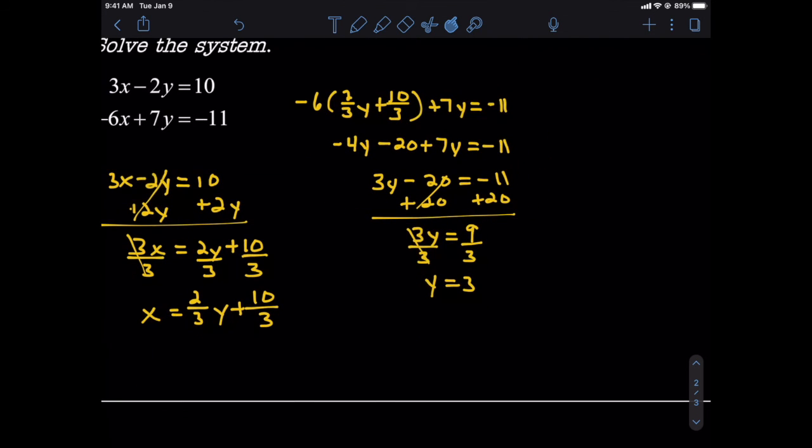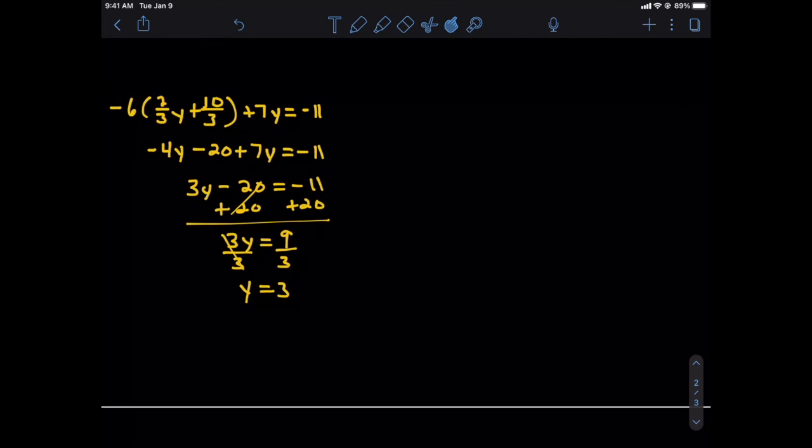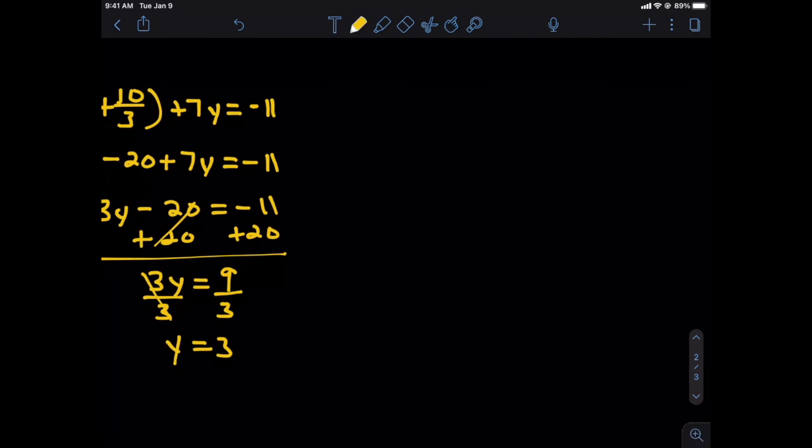And to get our x value, we're going to take this 3 that we just got here, and we're going to plug it into the equation we found in step 1 right here. We're still going to have to deal with fractions, but hey, that's a fact of life, all right? And as you're going to see in a second, it's really not so bad. We have x is equal to 2/3 times the 3 we just found, plus 10/3. 3 divided by 3 is 1, times 2 is 2, plus 10/3.